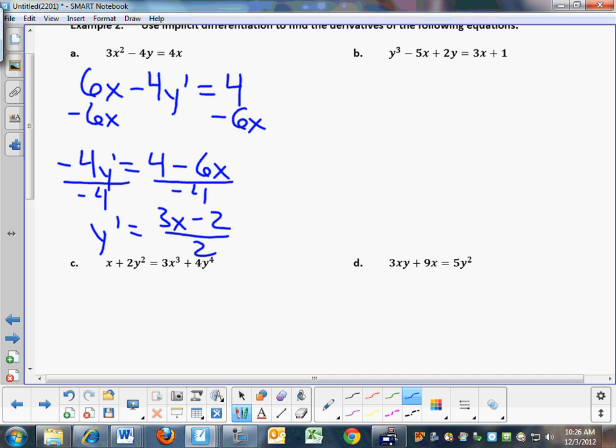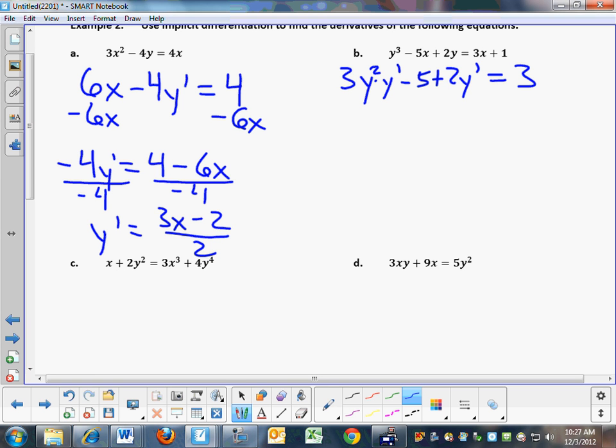Let's try B. Y to the third minus 5x plus 2y equals 3x plus 1. A little bit trickier here. 3y squared y prime. What's different about this situation? You have 2y primes. How do I handle that? Subtract and factor that. Very good.